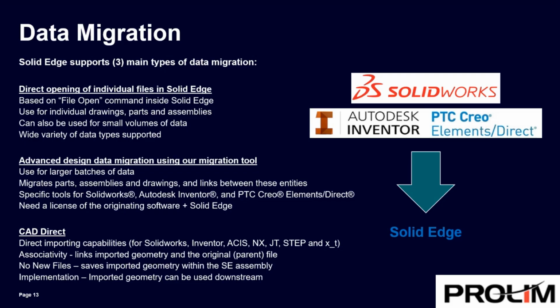This migrates both the geometry and the links between the parts, assemblies, and drawings. So this is where we can capture the associativity of these different file types from other software. So there are specific tools that just come with the installation of Solid Edge for SolidWorks data, or maybe you just have Autodesk Inventor data, or maybe you just have PTC Creo data. But these are all included individually in the Solid Edge installation. So we have access to all that inside of Solid Edge.